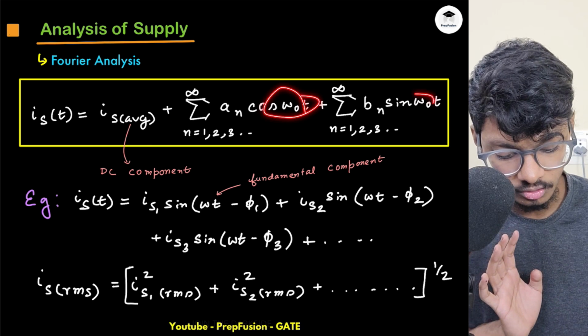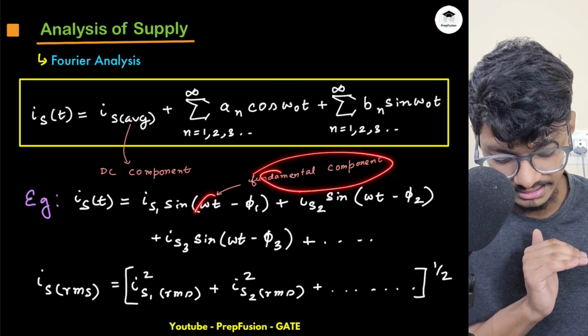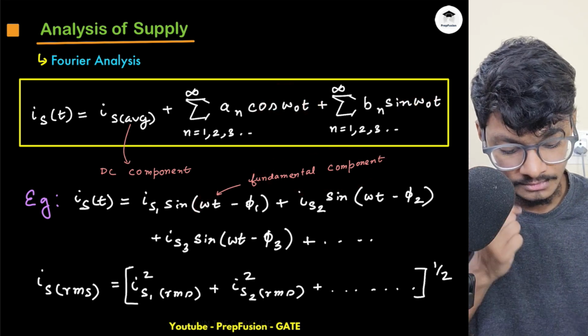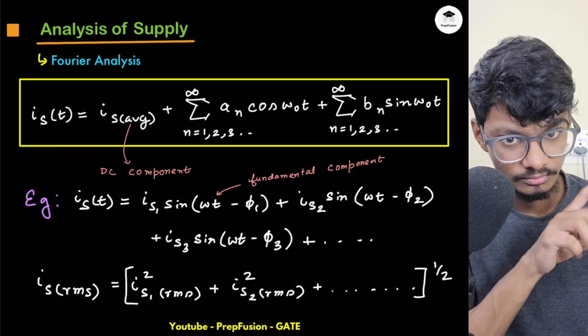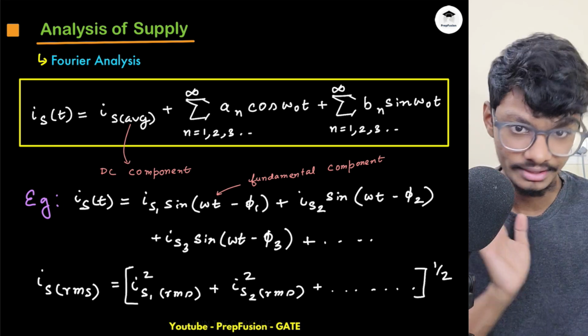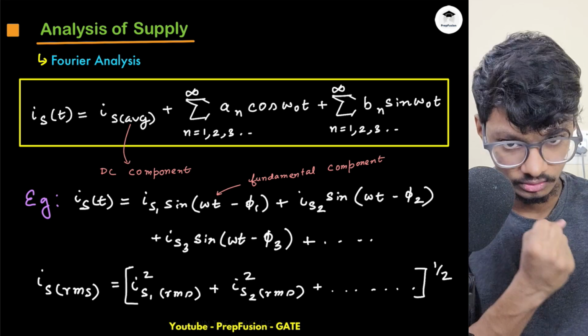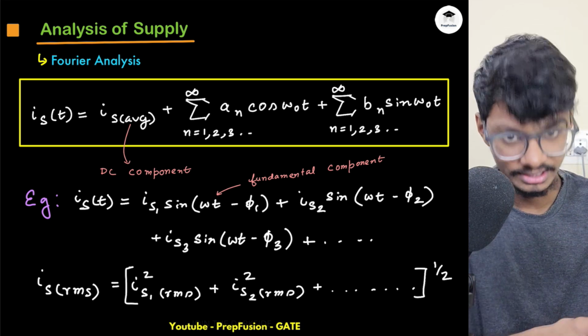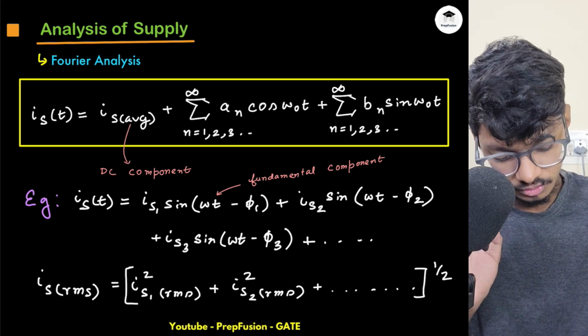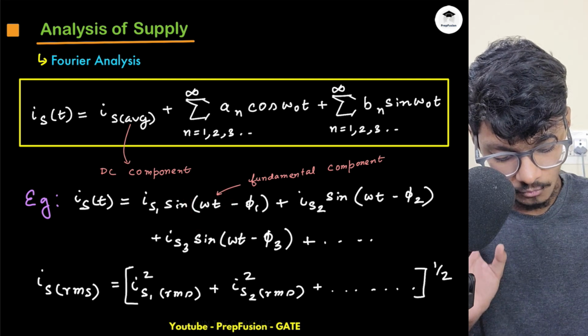But omega naught is the fundamental component, and it is the component that we want. That is the frequency of voltage, because voltage is purely sinusoid and we want that only. And why do we want that? That also I will explain here just in a bit. So this is the fundamental component, and all the other components.